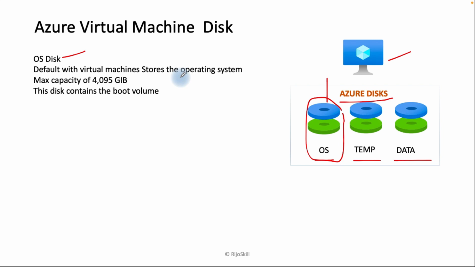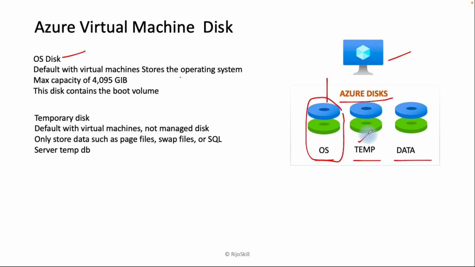Next you can see the temporary disk. What does temporary disk mean? The temporary disk is an unmanaged disk, not a managed disk. It comes by default with the virtual machine and only stores data such as page file, swap file, and SQL Server temporary data. So the temporary disk is also the same as the OS disk. Once you create the virtual machine, it automatically comes with it. The temporary disk is only for storing the swap and page file temporarily.